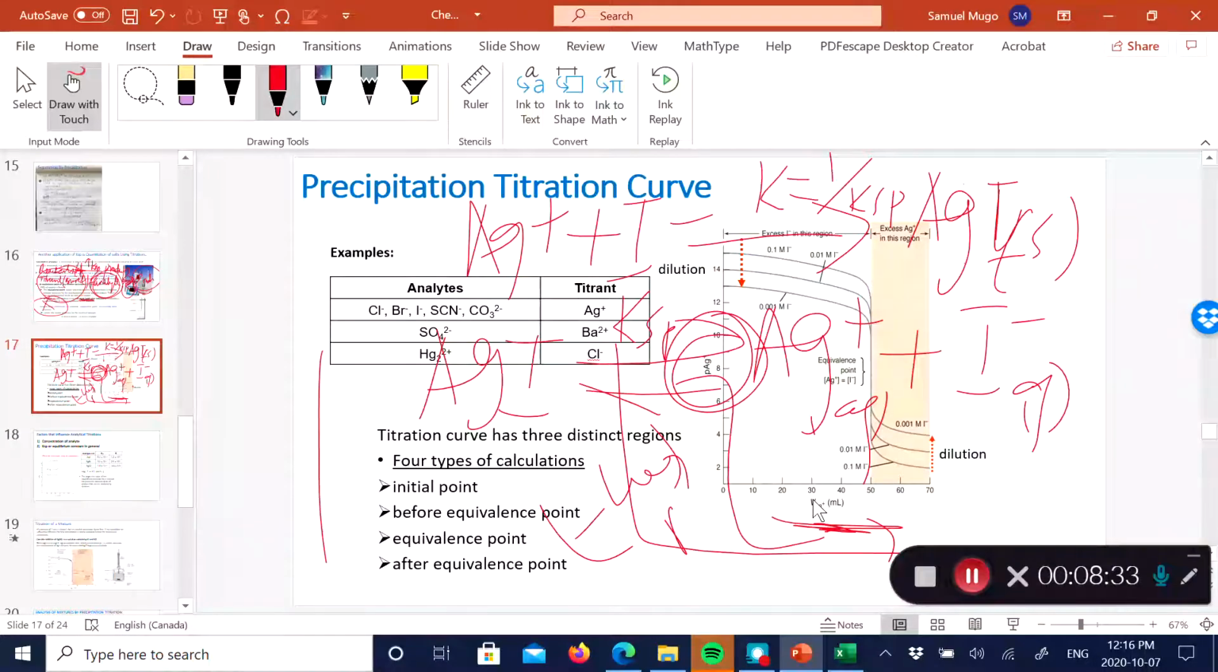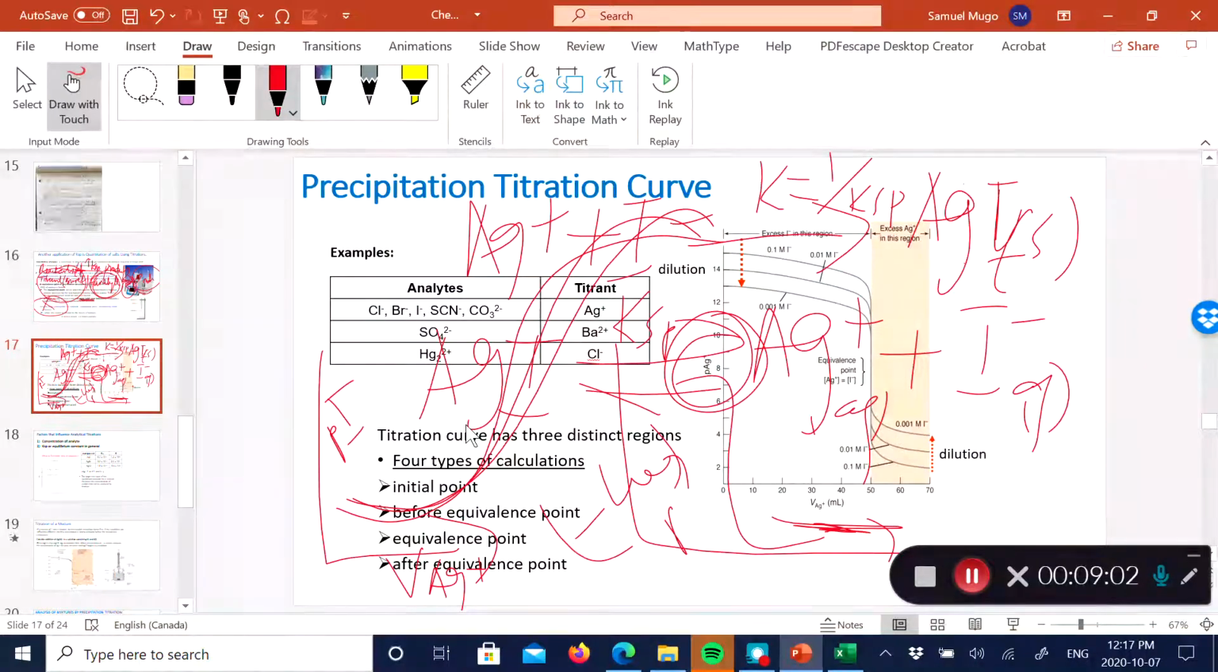On the other hand, you can see if we plotted instead the pI, the p of iodide, against volume of the silver as a titrant, take note of this, the titration curve is going to look sort of like a mirror image of this, right? Because you're going to see the iodide keep decreasing as you add the titrant.